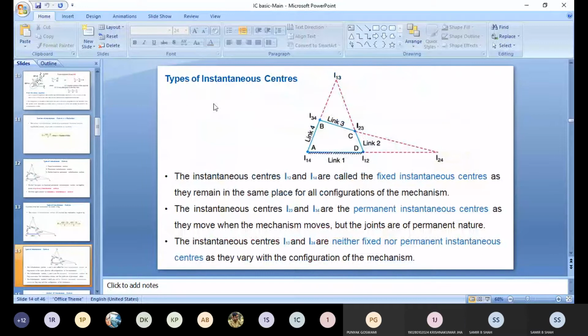Now, as I already discussed and just explained in the proper way, I12 and I14 are the fixed instantaneous centers. I23 and I34 are the permanent instantaneous centers, and I13 and I24 are the neither fixed nor permanent instantaneous centers. Okay.